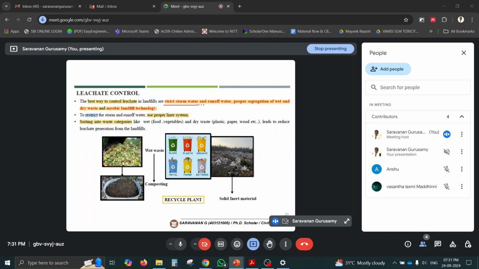Okay, so that's what we have discussed here. Storm water and runoff should be controlled. Proper segregation of the wet waste and dry waste. Aerobic landfill technology, use of proper liner system will restrict the storm and runoff water. Okay, these are the leachate control systems, the avoiding system, instead of collection and treatment.